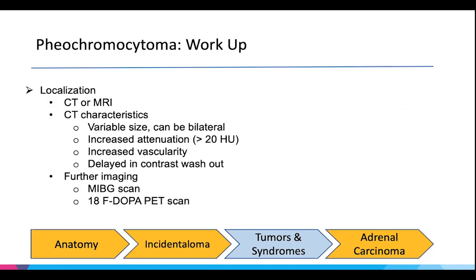So in terms of localization, want to do CT or MRI imaging to localize to a particular side once you have identified biochemical markers indicating a pheochromocytoma. CT characteristics would be, they could be variable size, can be bilateral, as we saw 10%. Usually have increased attenuation greater than 20 Hounsfield units. They could have increased vascularity, and they could have delayed contrast washout. Further imaging you might also consider is an MIBG scan or an 18F-DOPA PET scan.